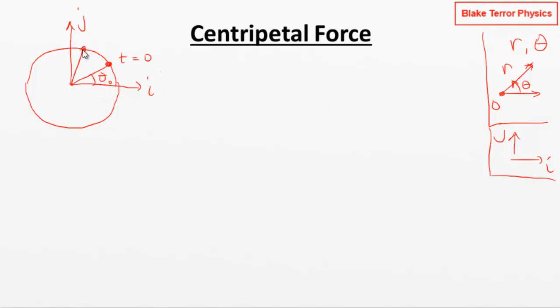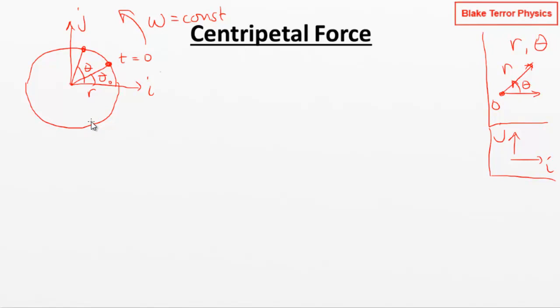Say by the time we've got round to here, we've moved up to some angle theta, and we're going anti-clockwise at a constant angular velocity. So that's our setup. Oh, and the radius is r. So the radius of the circle is r. We're staying at that constant radius.